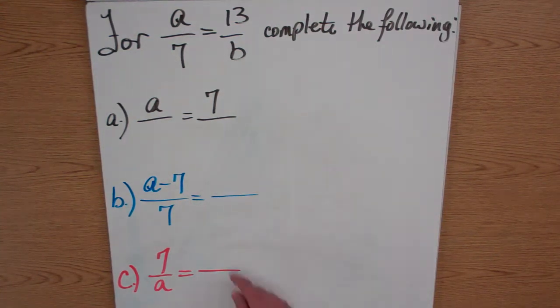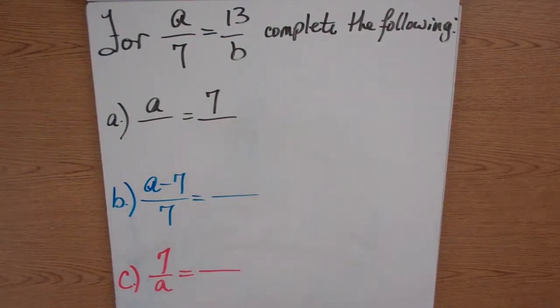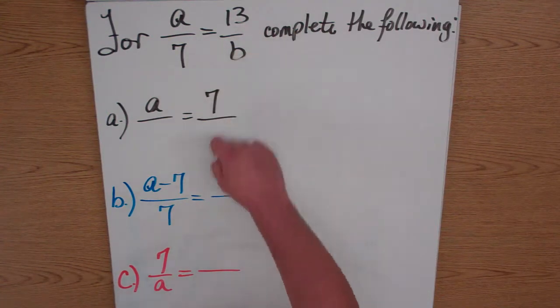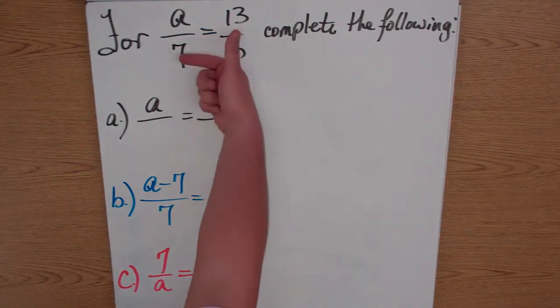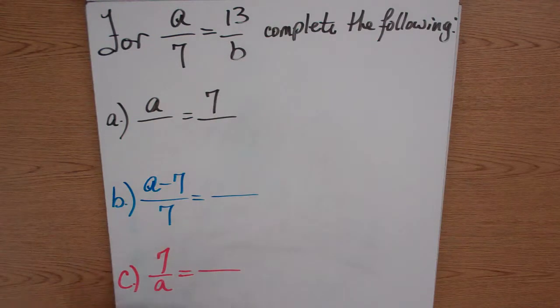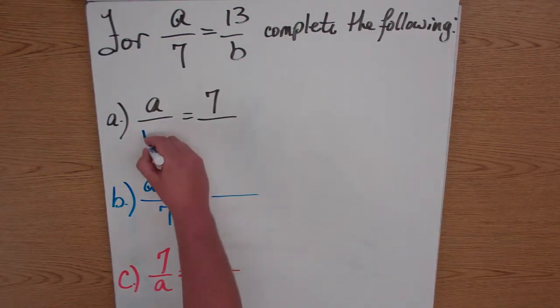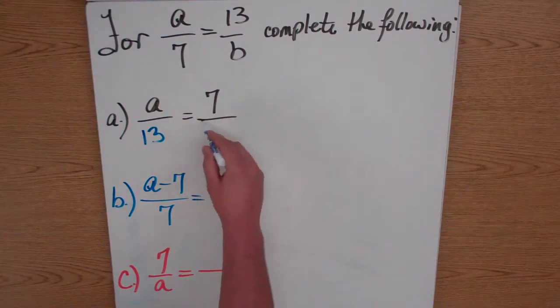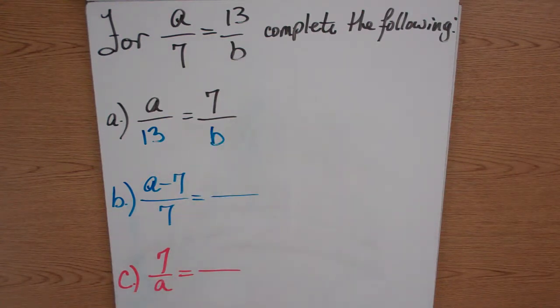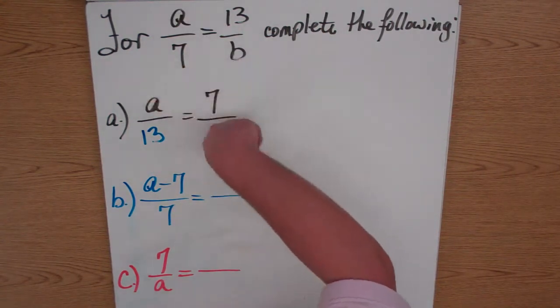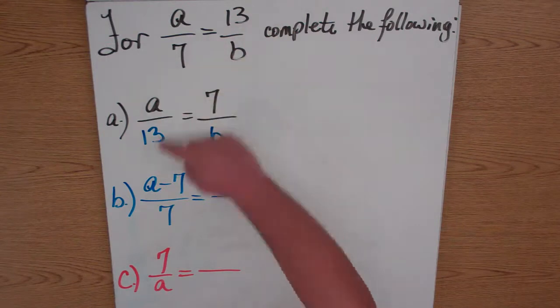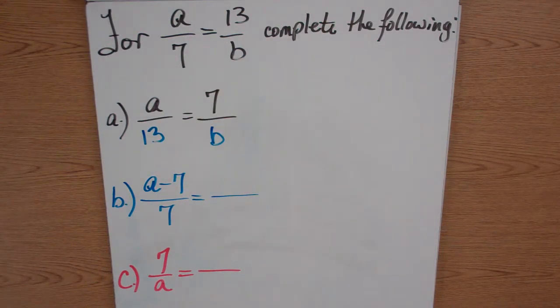Okay, so here we have A over what equals 7 over what. If you can see, we have A over 7 equals 13 over B. What it looks like is we just flipped our means, okay? So this would be A over 13 equals 7 over B. As you can see, we're still multiplying A and B together, and we're still multiplying the 7 and the 13 together.